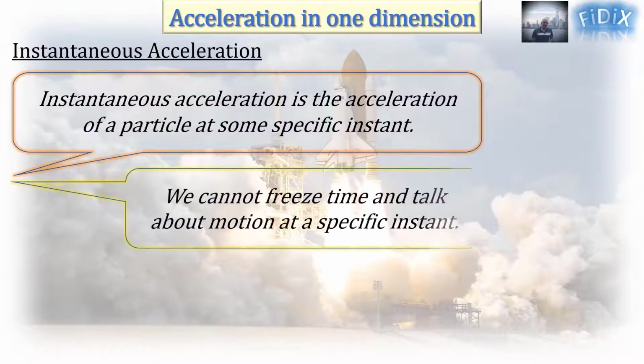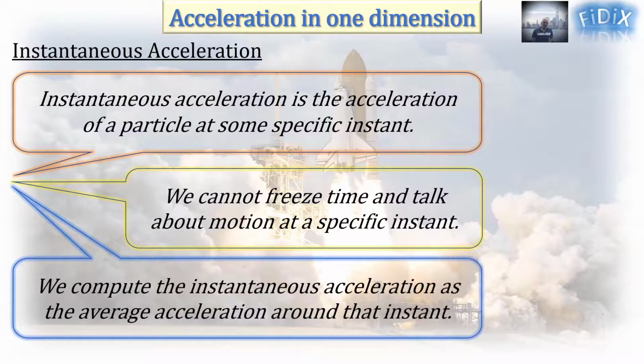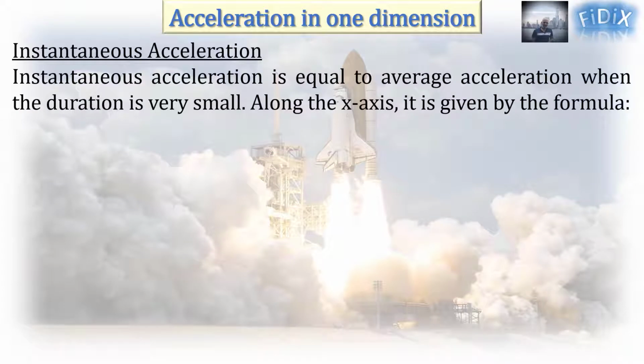But since we cannot freeze time and talk about motion at a specific instant, we compute the instantaneous acceleration as the average acceleration around that instant. This can be done by taking a very small time interval with respect to the total duration of the motion.